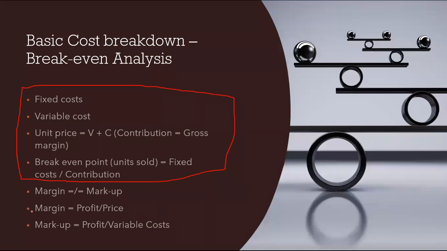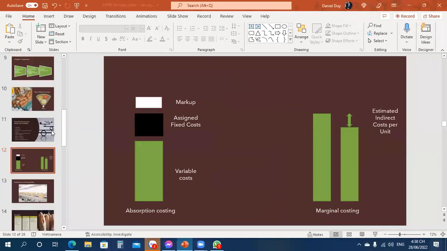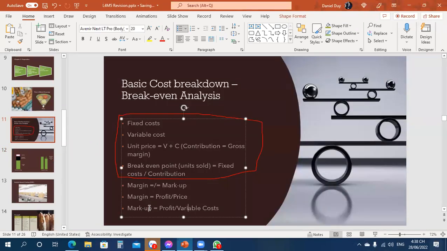You see here, margin is the ratio between profit and the selling price of a unit, and markup is the ratio between profit and the cost, or more actually just the cost, not the variable cost. Markup is a ratio between profit and the cost of a unit.